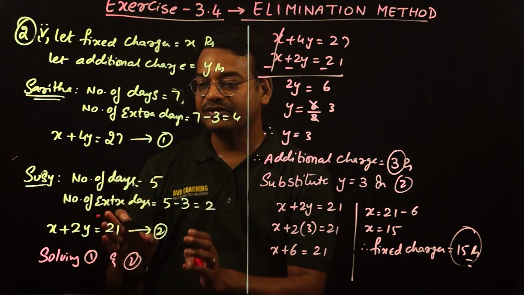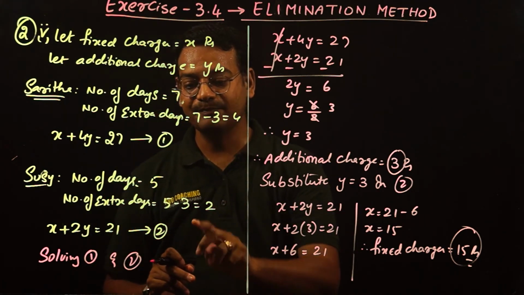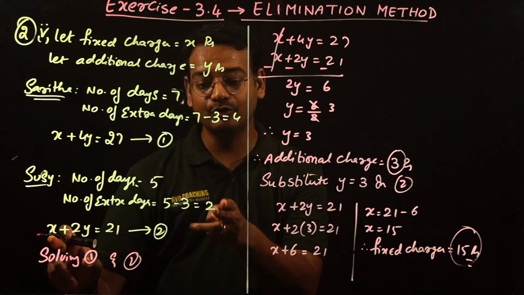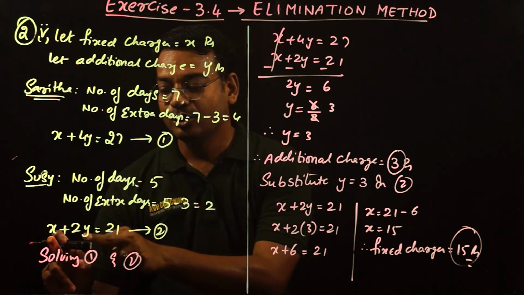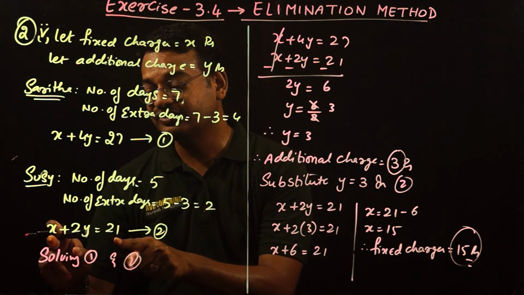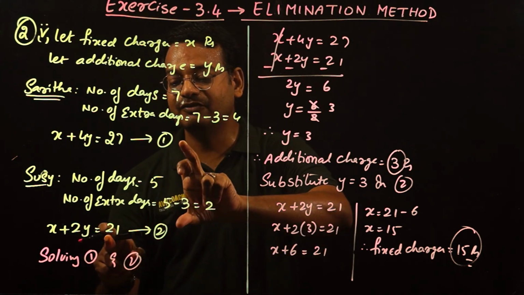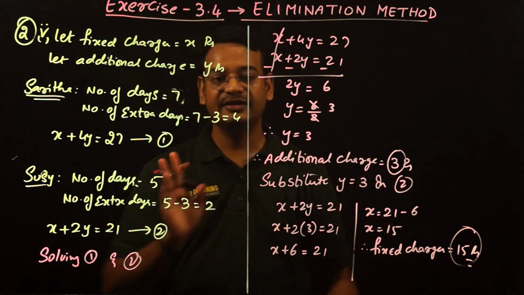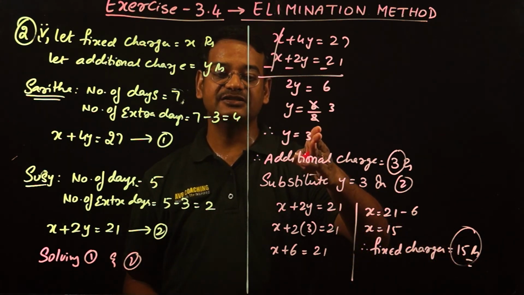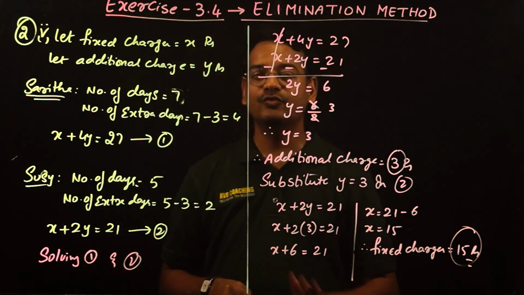In the same way, Susie kept the book for 5 days. In those 5 days, 3 days are fixed days, for which they will be charging x rupees. And the extra days: Susie has kept the book for 2 extra days. So the charge for 2 days will be 2 into the additional charge per day. How much did Susie pay? 21. So x plus 2y equal to 21. When we solve equations 1 and 2 using the elimination method, we will get the x and y values. Here the x value is 15, that is the fixed charge, and the charge per extra day is equal to 3 rupees. This completes your 3.4.